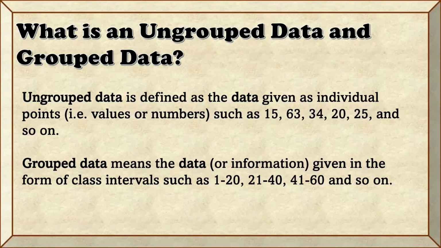Let us first define what ungrouped data and grouped data are. Ungrouped data is defined as data given as individual points, that is, values or numbers, such as 15, 63, 34, 20, 25, and so on. Grouped data means the data or information given in the form of class intervals such as 1 to 20, 21 to 40, 41 to 60, and so on.